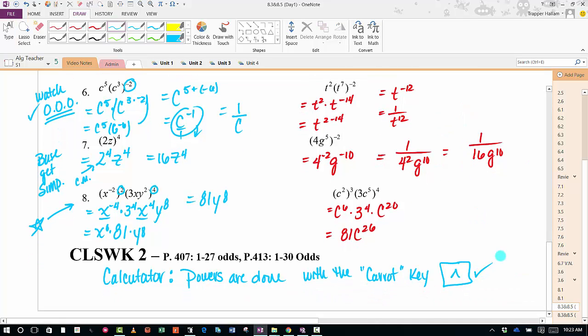And don't forget, the caret key is how you enter these powers into the calculator if you need to do something like 3 to the 4th.